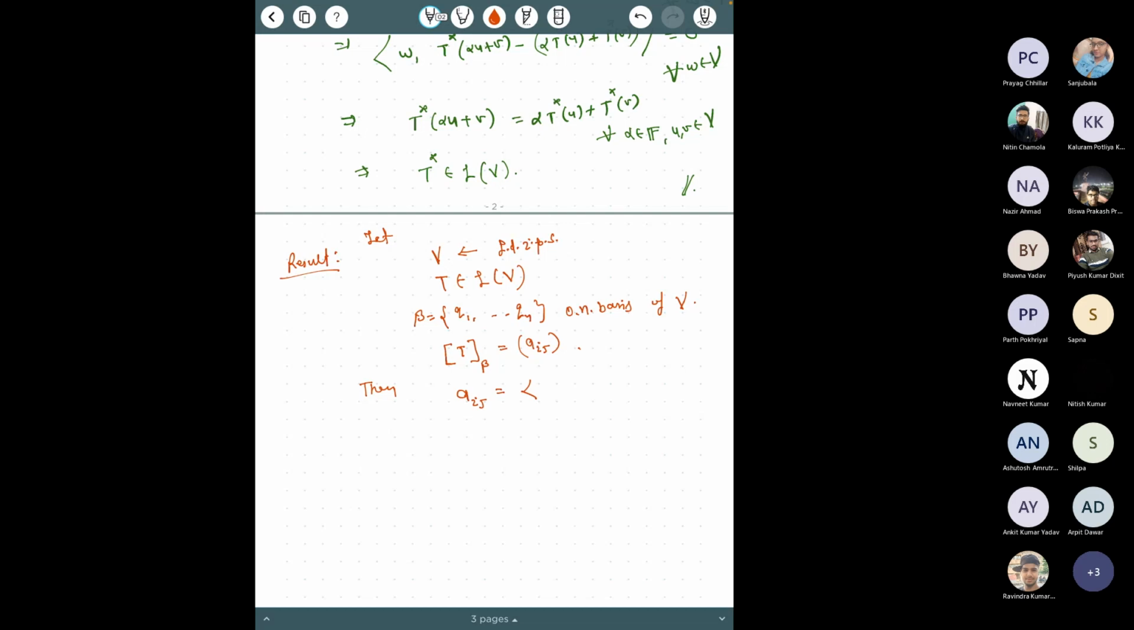So see, if I give you a linear operator on a finite dimensional vector space, you know that if I give you a basis, then one can find its matrix representation. You will do some simplification, some calculation, and you will find it. But in case of an inner product space, you can immediately tell what this matrix is. You can tell explicitly that the entries are given by this inner product, T of Qj with Qi.